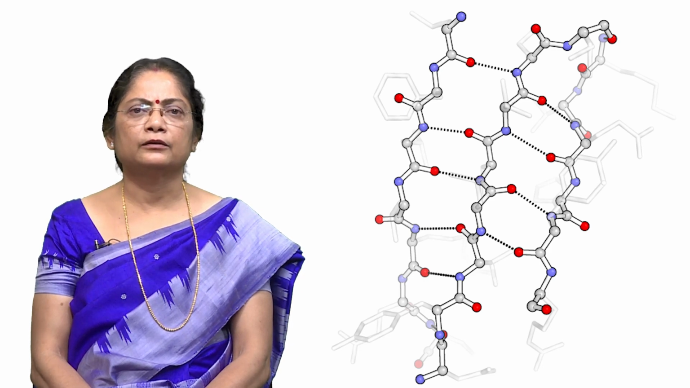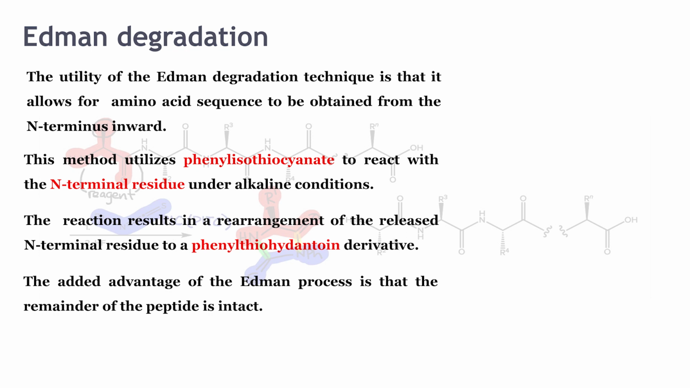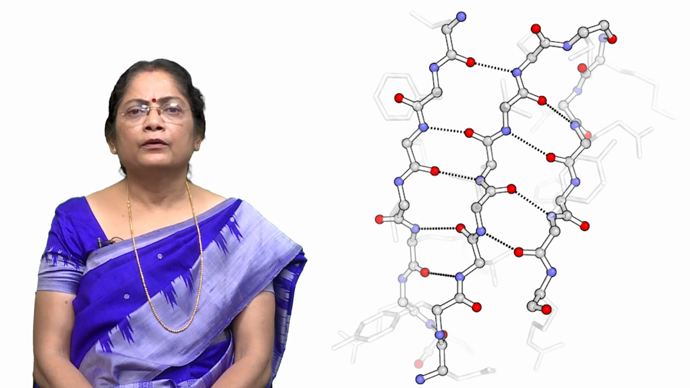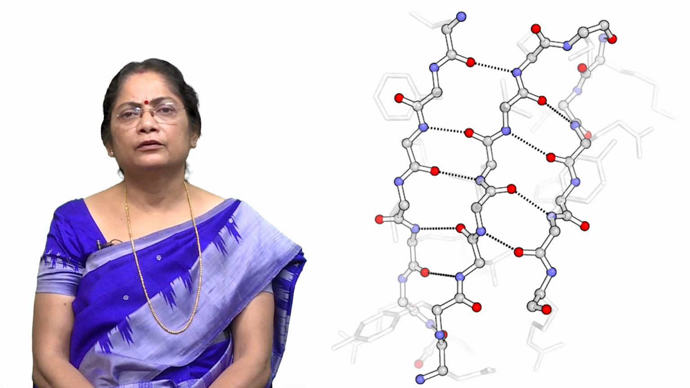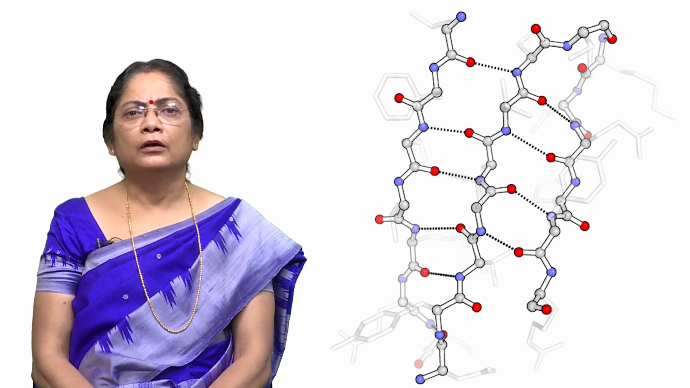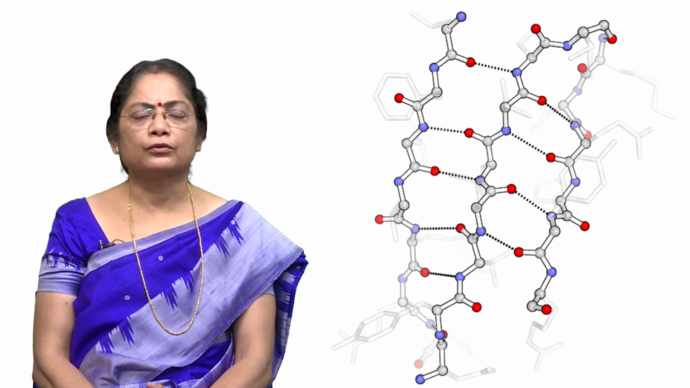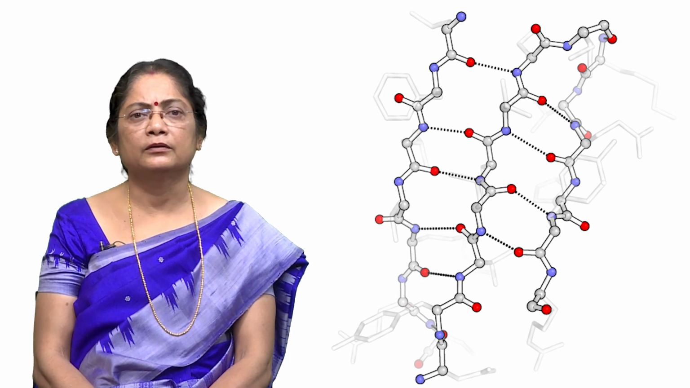What actually happens in alkaline condition? The reaction in alkaline condition results in the rearrangement and release of the N terminal residue as a phenylthiohydantoin derivative, and an added advantage of this Edman process is that the remainder of the peptide is intact. That means, suppose the polypeptide chain has about 15 to 20 residues, and the first amino acid reacts, and then there is a process of rearrangement and then release. The N terminal residue is released as a phenylthiohydantoin derivative, and the rest of the residues of the polypeptide chain remain intact in the polypeptide.